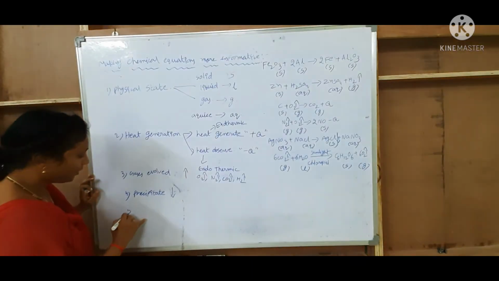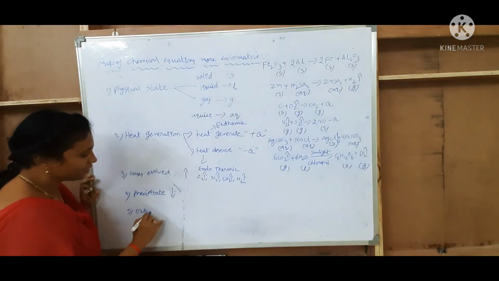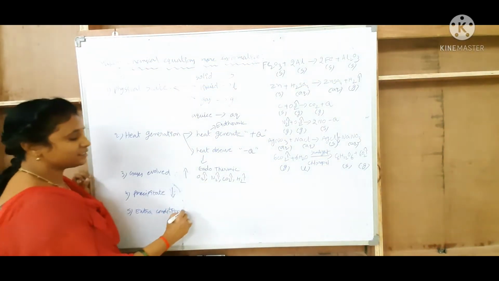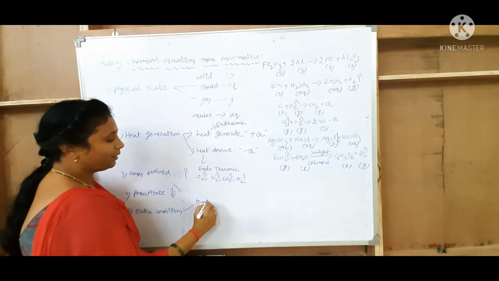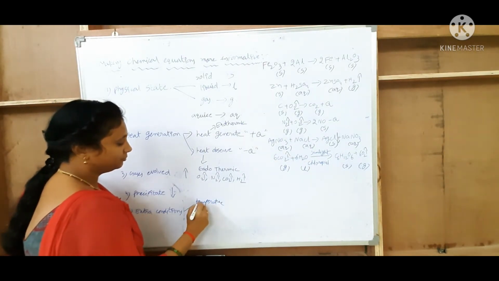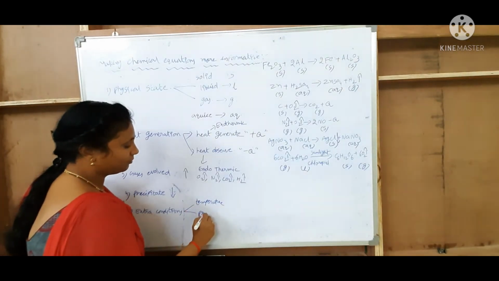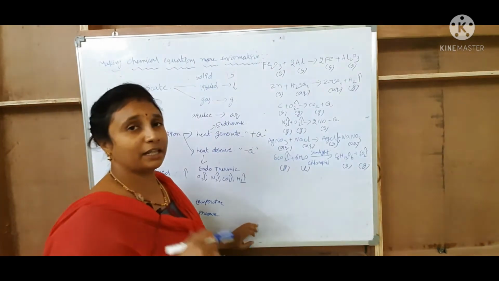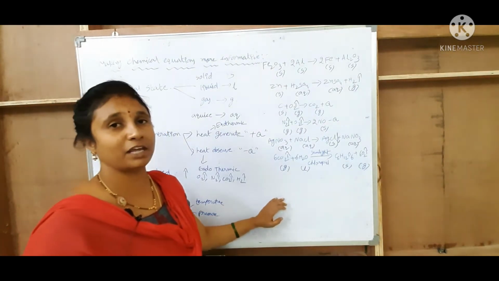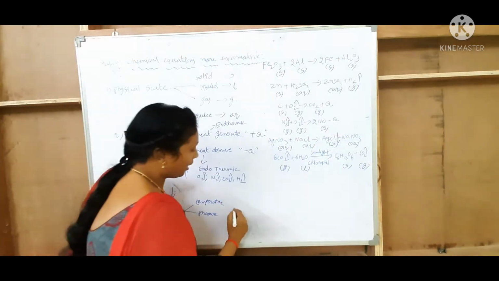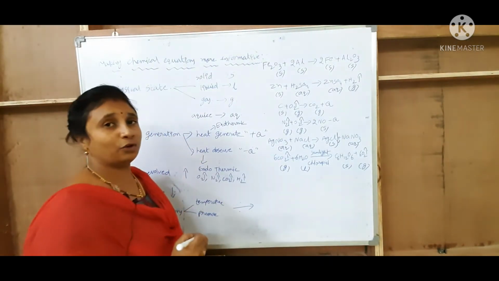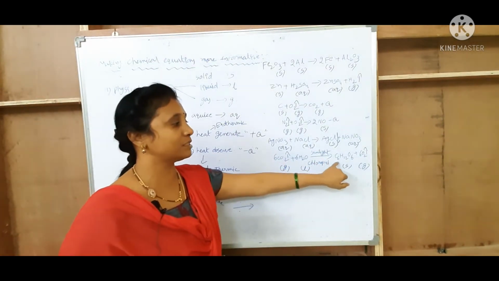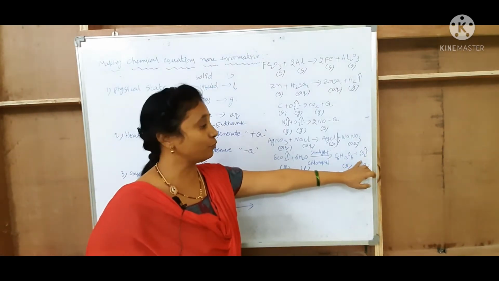Okay, next the fifth one is any extra conditions. Extra conditions are nothing but temperature, pressure, any other things. If you have any other extra conditions, you have to specify them in the given equation above the arrow or below the arrow. Okay, in the last equation, 6CO2 plus 6H2O gives C6H12O6 plus 6O2.